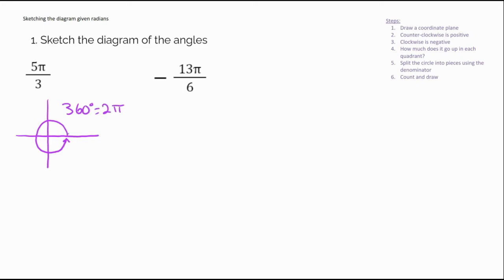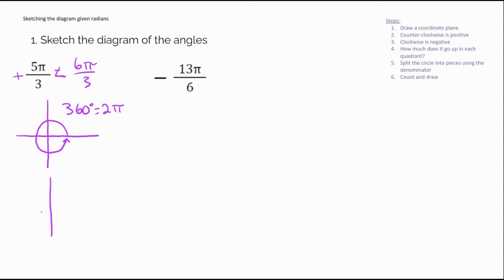So in this case, if it's 2 pi radians to go all the way around, I know that 5 pi over 3 is a little bit less than 2 pi, because 2 pi would be 6 pi over 3. So really, I'm going clockwise because it's positive here. I'm going clockwise around this circle and I'm getting part of the way around, not all the way around.